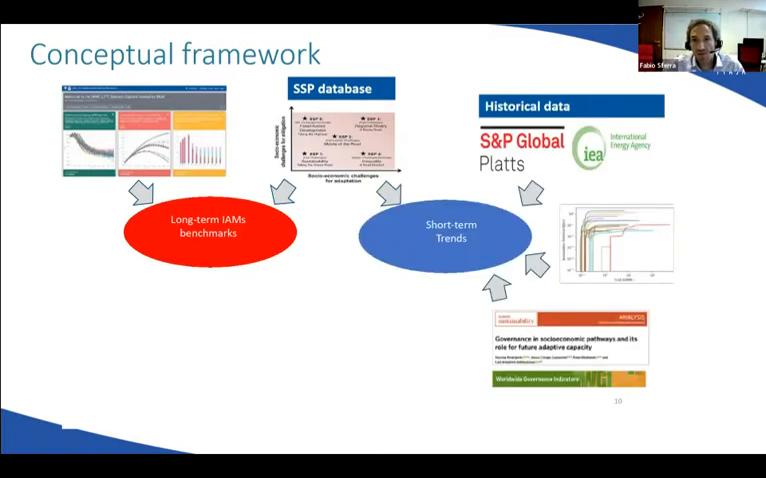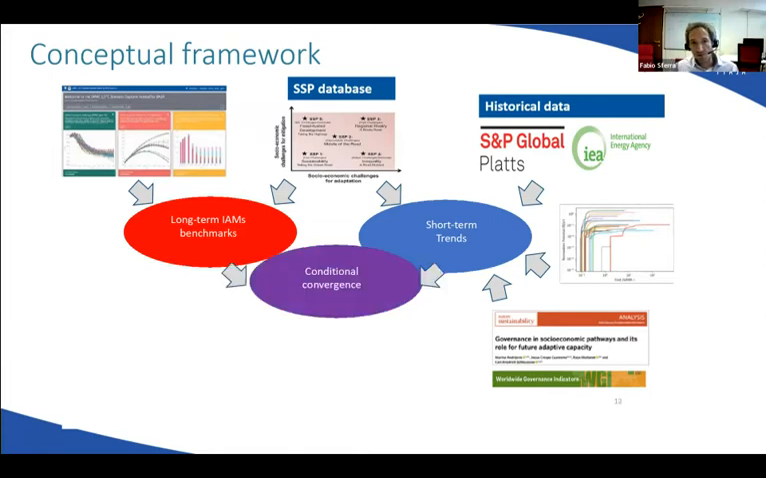And then we also use historical data at the country level, in particular data coming from the IEA, the International Energy Agency. And we assume that at the beginning, countries will try to follow as much as possible the historical trend. And then at a later point in time, they will gradually converge to the regional long-term benchmarks that are derived from regional integrated assessment models. So therefore, the timing of convergence is a key parameter in our downscaling algorithm. And by playing around with this conditional convergence parameter, we can get a range of pathways at the country level.